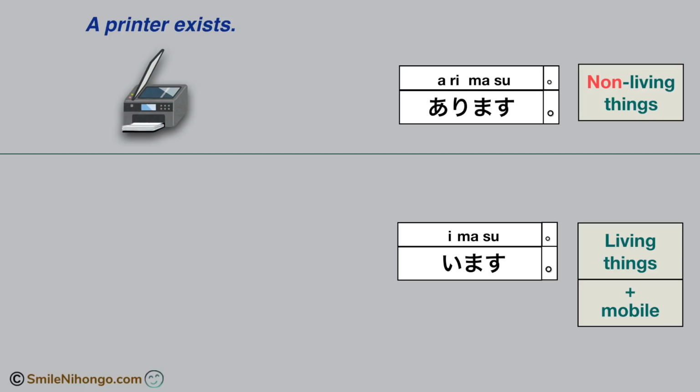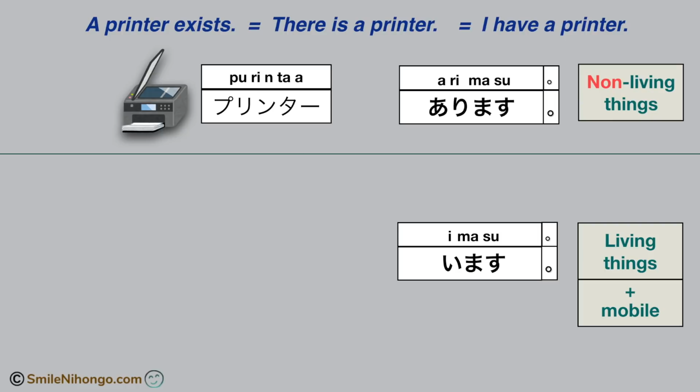Let's say there is a printer, and you want to say a printer exists, meaning there's a printer, or I have a printer. Printer in Japanese is プリンター. Printer in katakana. Step number 1. Mark the subject of the existence, which is a printer in this case, with the particle が.